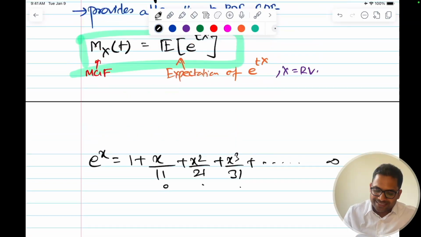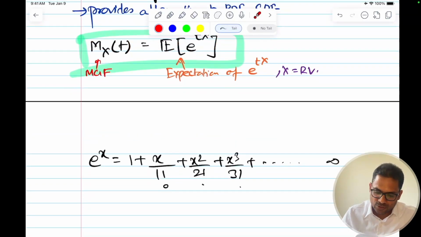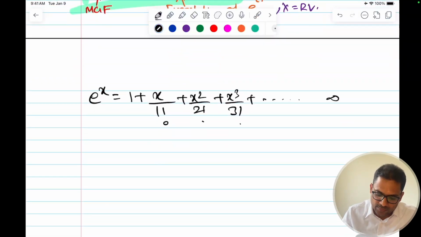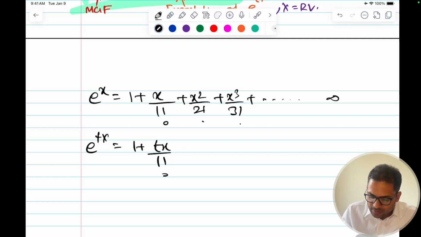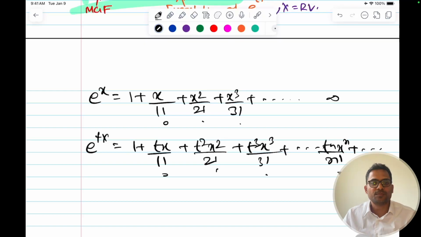This is about e to the power x. What is our moment generating function? This says that this is e to the power tx. So replace x with tx. So what will this become? E to the power tx is equal to 1 plus tx by 1 factorial plus, now let me write it open, t square x square by 2 factorial plus t cube x cube by 3 factorial plus so on. And there will be t^n x^n by n factorial plus it continues.